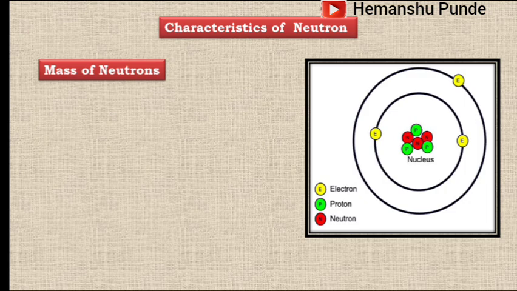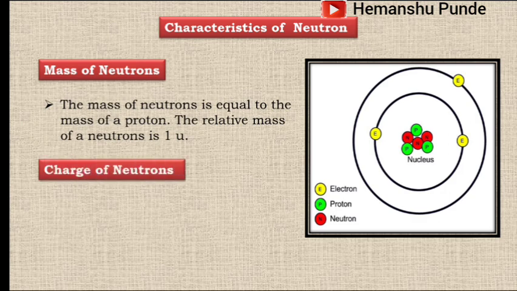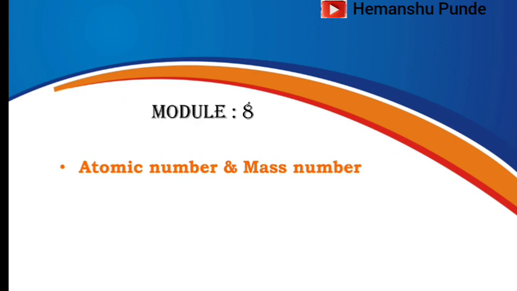In this figure, yellow are electrons, green are protons and red are neutrons. The mass of neutrons is equal to the mass of proton. The relative mass of neutrons is 1 unit. Charge on neutrons: neutron has no charge. It is electrically neutral. The next concept is atomic number and mass number.